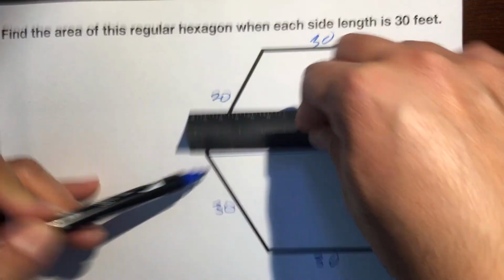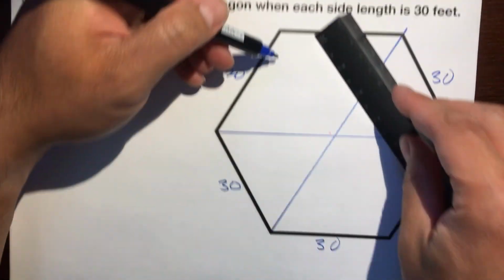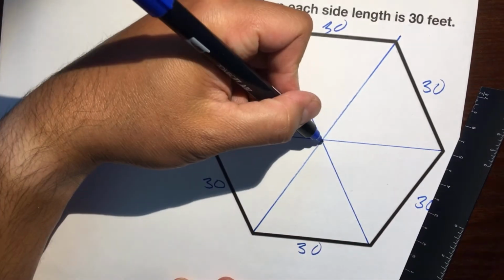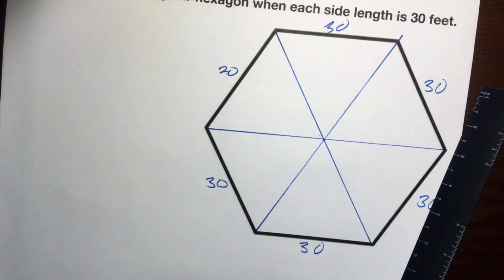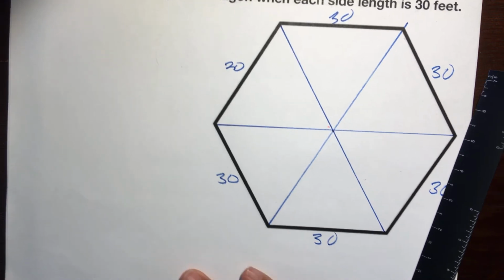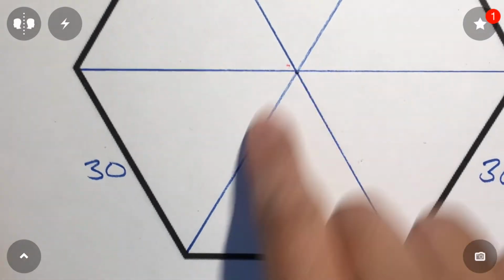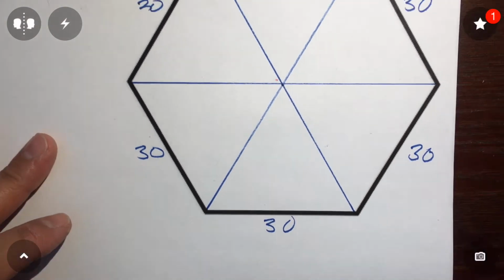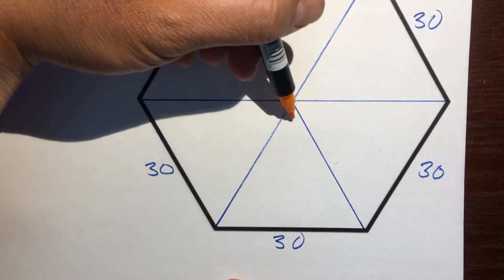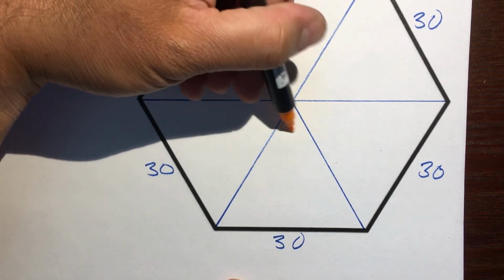So I'm just going to draw a line that goes there, I'm going to draw a line that goes there, and I'm going to draw a line that goes there, and they all meet in the center right there. And remember, all we're going to do is focus on one triangle, and this angle right here. All these angles are 360 degrees. 360 divided by 6 will be 60 degrees.